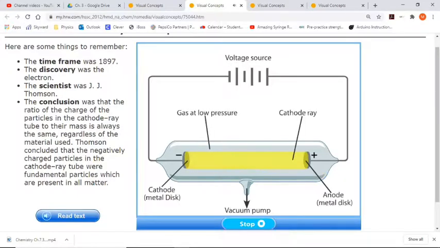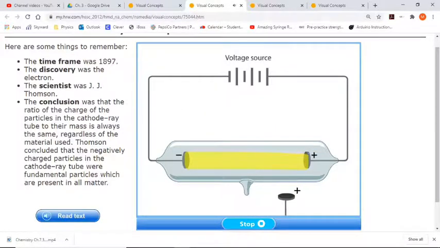When the cathode and anode of a cathode ray tube are connected to a voltage source, electric current flows through the tube and can be seen as a cathode ray. The cathode ray is made up of electrons. When a positive electric field is placed next to the tube, the path of the electrons moves toward the field. Using the strength of the electric field and the amount of deflection, J.J. Thomson was able to calculate the ratio of the charge of electrons to the mass of electrons.